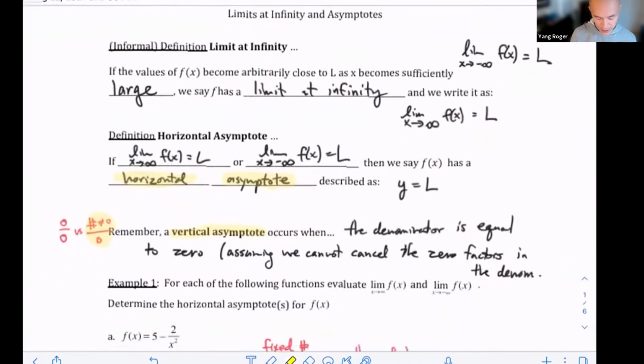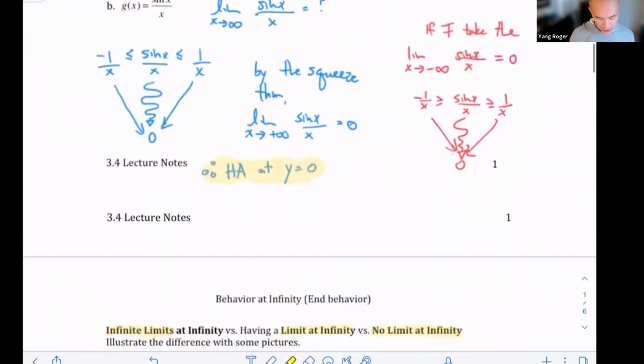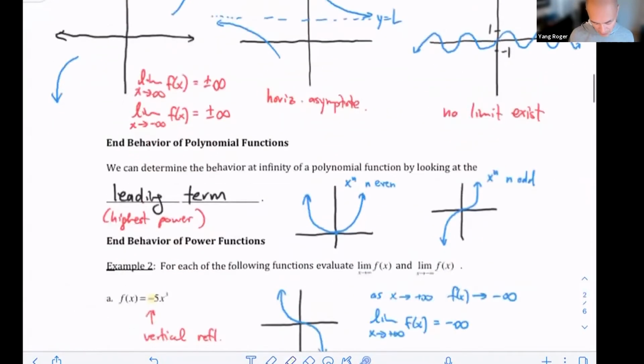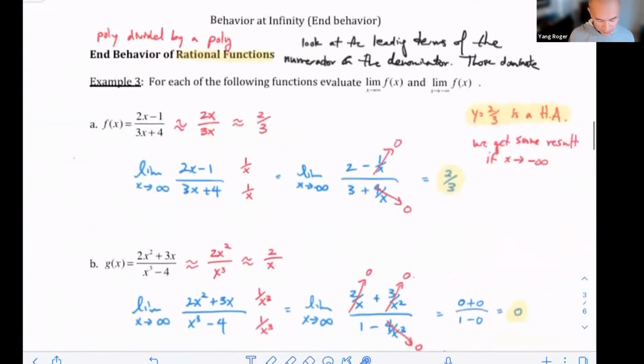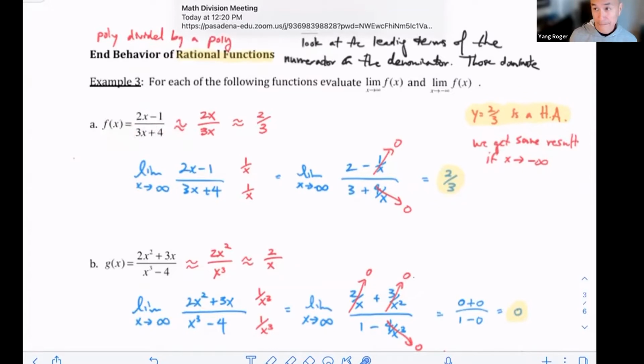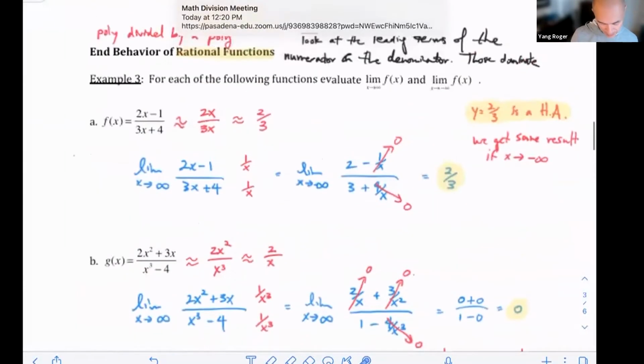So just to summarize, we realize we have to take limits at infinity. The first situation we looked at was behavior of polynomials. The second situation that we look at is behavior of rational functions. A rational function is a polynomial divided by a polynomial. And I gave several examples here.